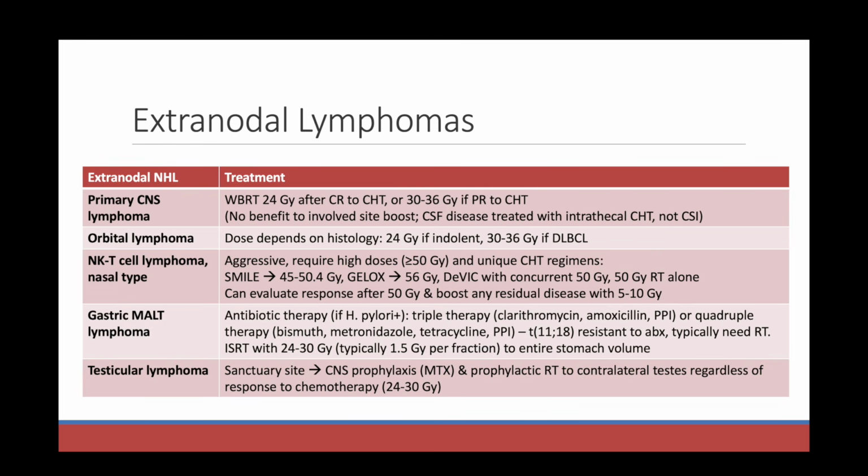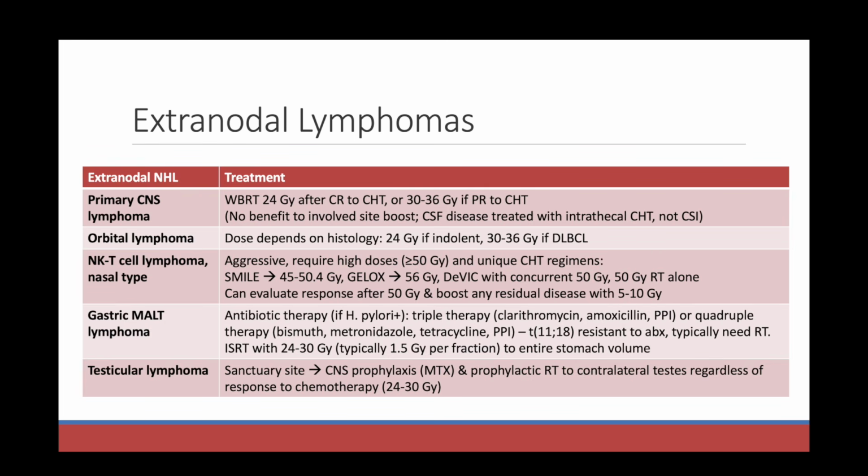For patients that have a partial response to that chemotherapy regimen, we will give them 30 to 36 gray whole brain radiation, followed by a 45 gray boost to residual. Orbital lymphoma, the dose will depend on if it's low-grade or high-grade lymphoma. So we give 24 gray if it's an indolent histology, or 30 to 36 gray if it's an aggressive histology like DLBCL.